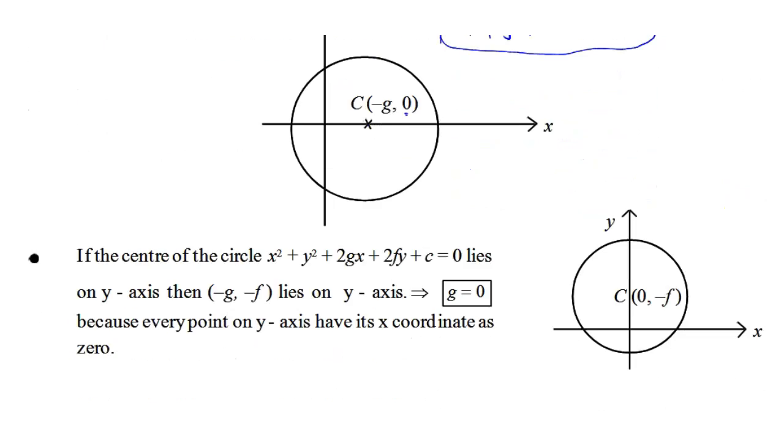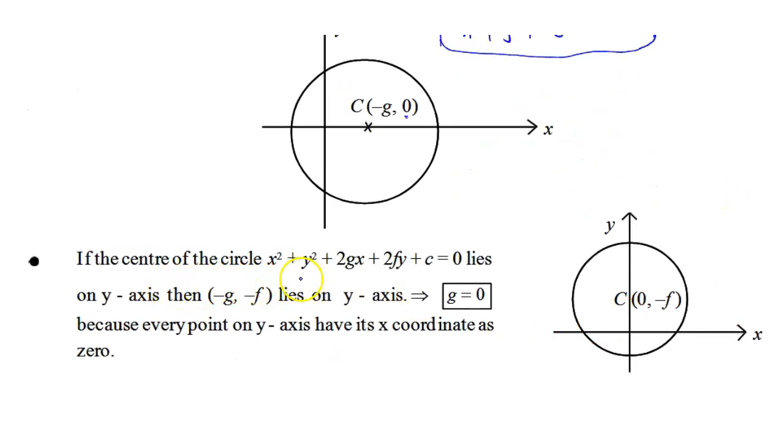The same thing holds for the y-axis. If the center of the circle, with general equation x square plus y square plus 2gx plus 2fy plus c equal to 0, lies on the y-axis, obviously the x coordinate of the center is 0. The equation goes to x square plus y square plus 2fy plus c is equal to 0.